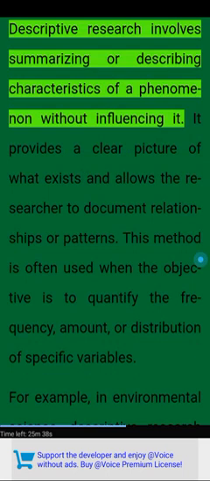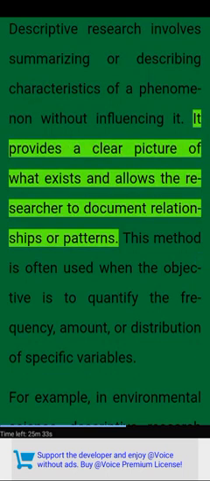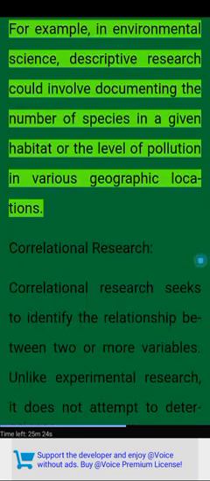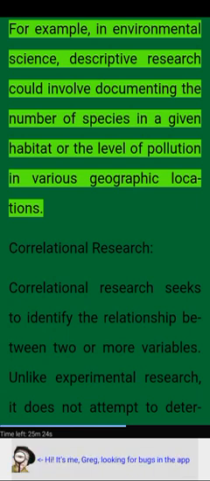Descriptive research. Descriptive research involves summarizing or describing characteristics of a phenomenon without influencing it. It provides a clear picture of what exists and allows the researcher to document relationships or patterns. This method is often used when the objective is to quantify the frequency, amount, or distribution of specific variables. For example, in environmental science, descriptive research could involve documenting the number of species in a given habitat or the level of pollution in various geographic locations.